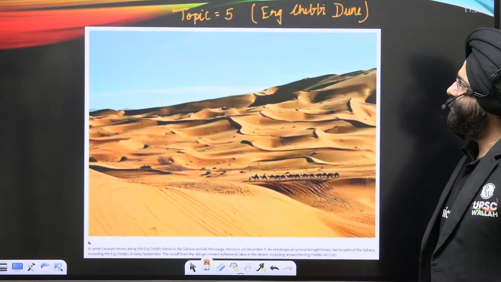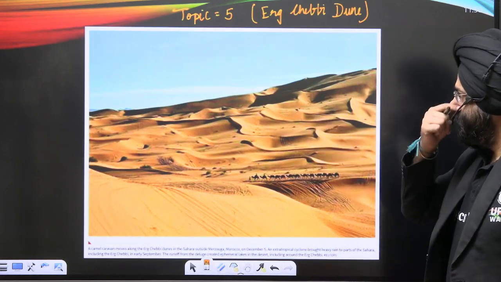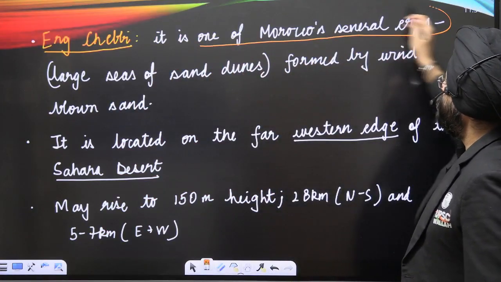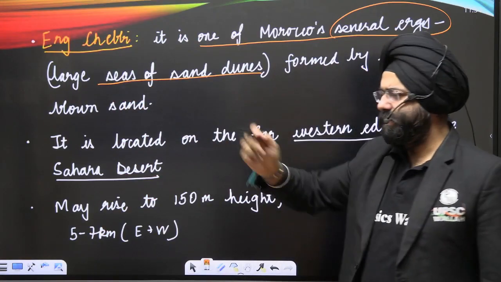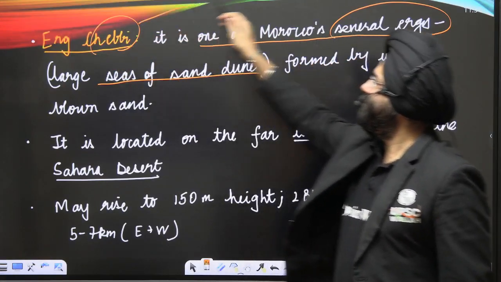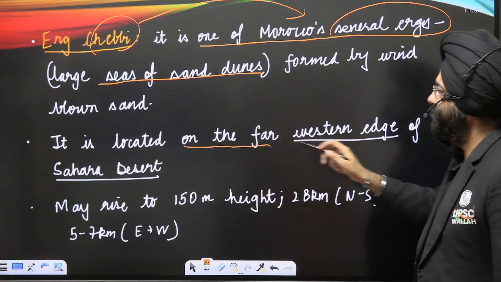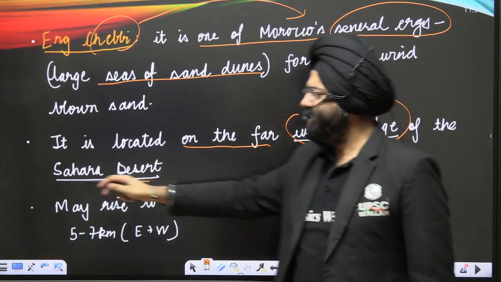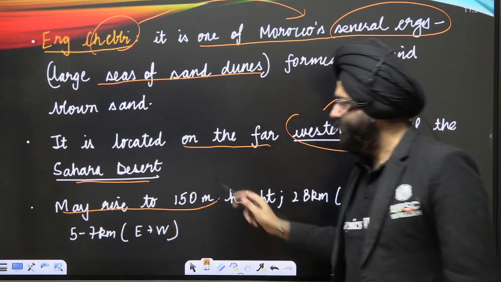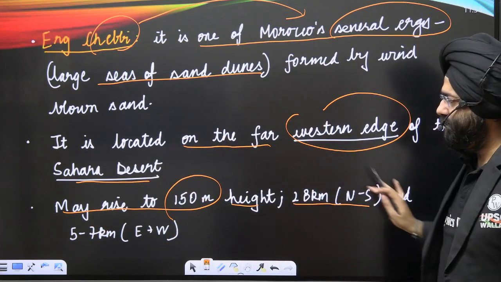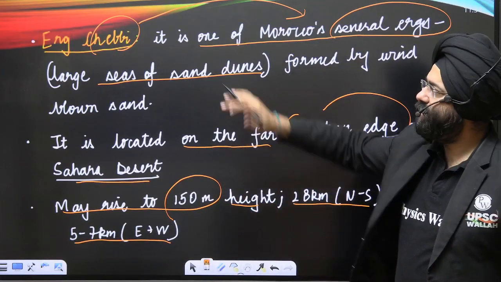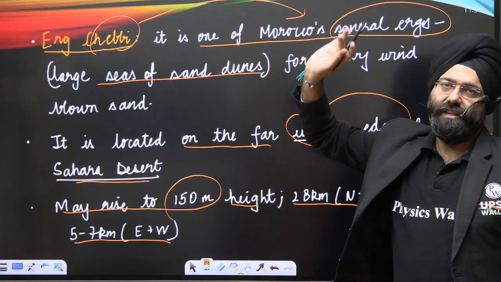Next, topic 5, Erg Chebbi dune. Now, this was in your newspaper. What is Erg Chebbi dune? Please understand. Erg Chebbi is one of Morocco's several ergs. What is an erg? A large sea of sand dunes, that means a large area where sand dunes are there. So that is known as an erg. This is in Morocco, located on the far western edge of the Sahara Desert. It is basically a large sand dune that may rise up to 150 meters in height, 28 kilometers north-south, and 5 to 7 kilometers east-west. It has been in the news, so we should know it because this can be asked as one pointer in your preliminary examination.